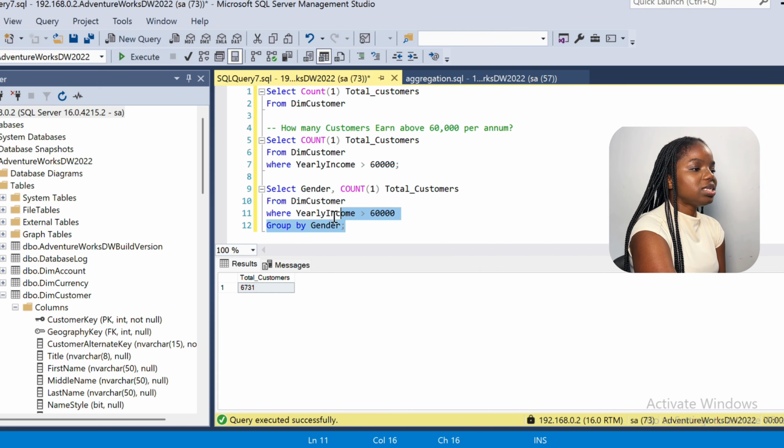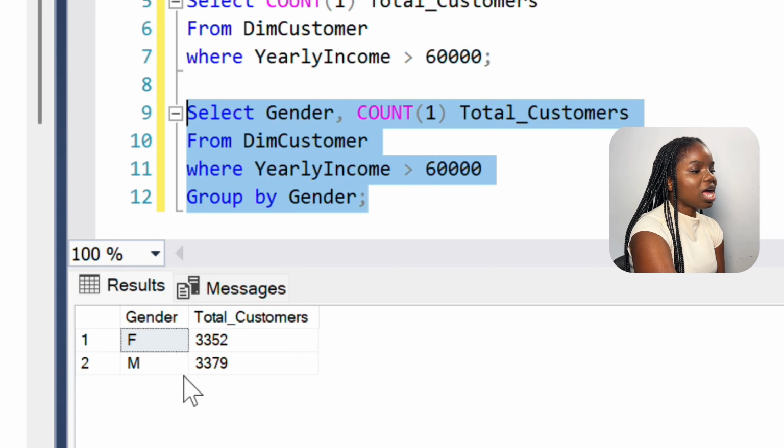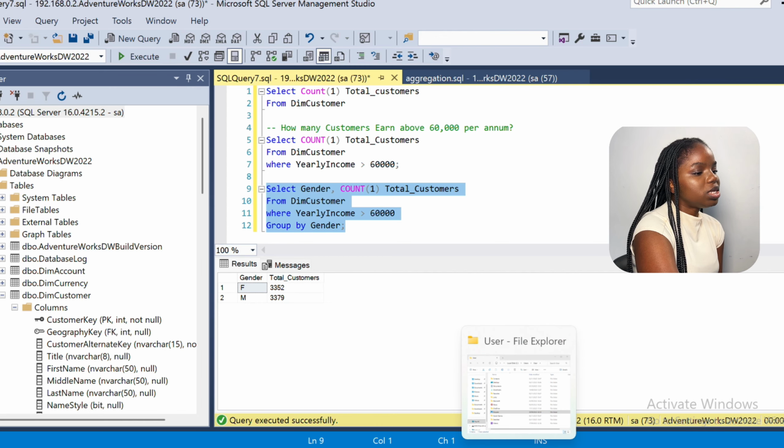So if I run this, it will give me the number of males that are earning above 60,000 and the number of females that are earning above 60,000. Probably we are thinking that, okay, our promotion should be towards female. So we know that we have a good number of females that are earning above 60,000.